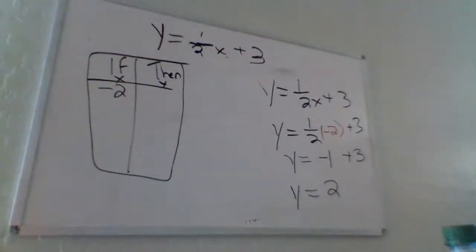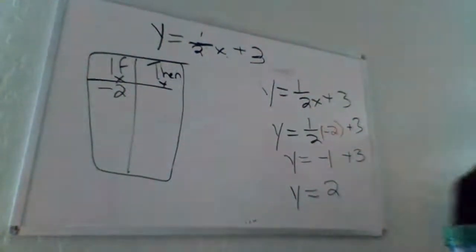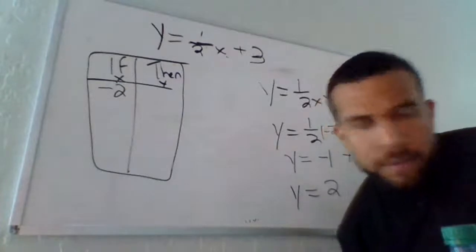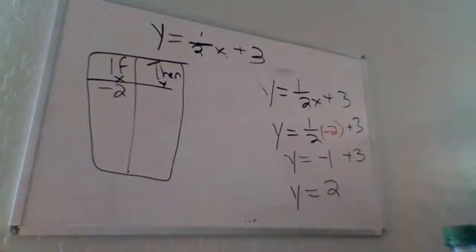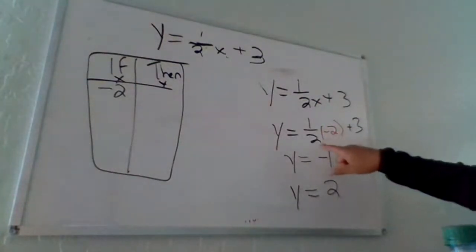Question. Yes, go ahead. Nobody has a question? Hello? Okay. Yes, I have a question. Go ahead. What is your question? How do you get -1? Okay, so it's negative 2 times a half.